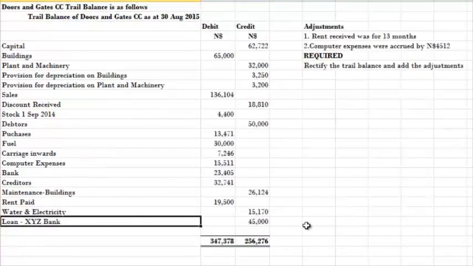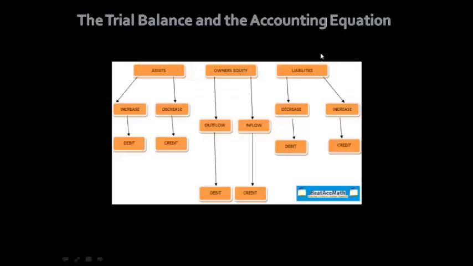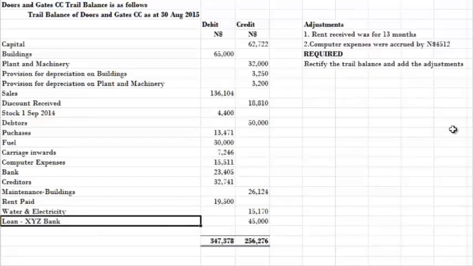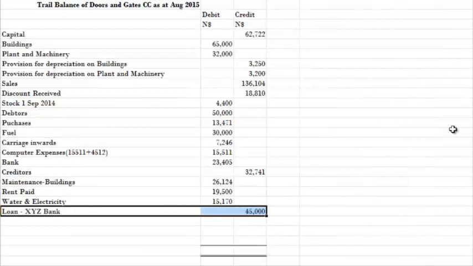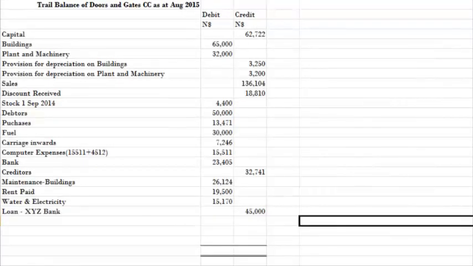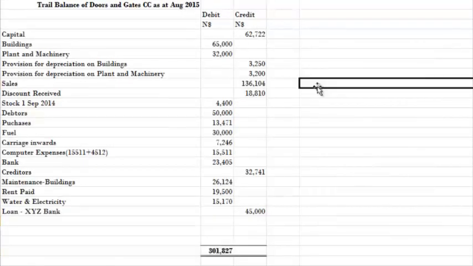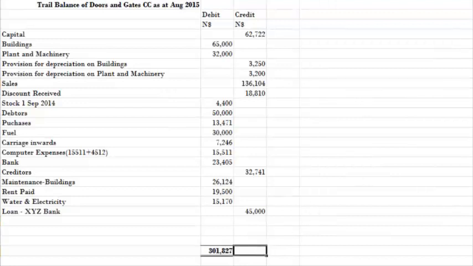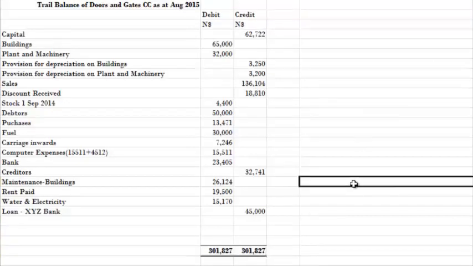And then our last account is our loan from XYZ Bank. Our loan is a liability because we need to pay the loan back, and our liabilities need to be displayed on the credit side, and we can just copy it over. Now we need to add up our debit side and our credit side. Our debit side is $301,827 and our credit side is also $301,827. So we rectified our trial balance.